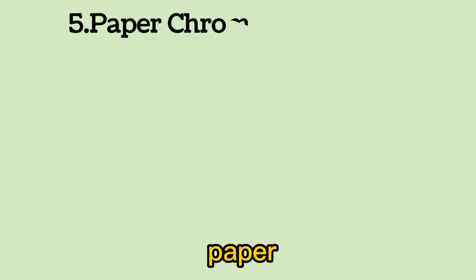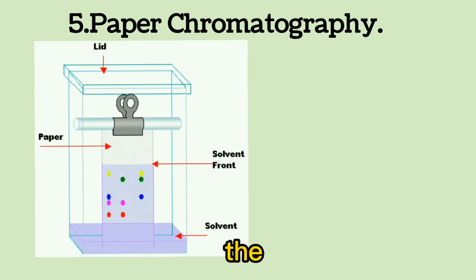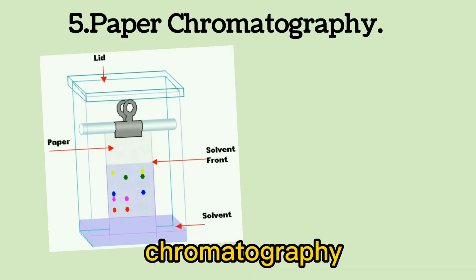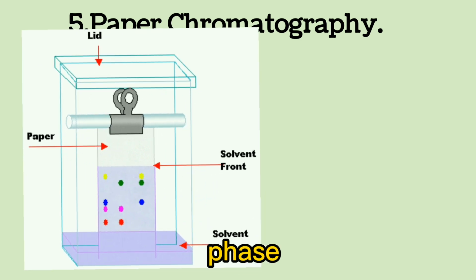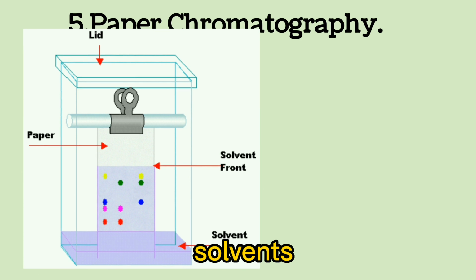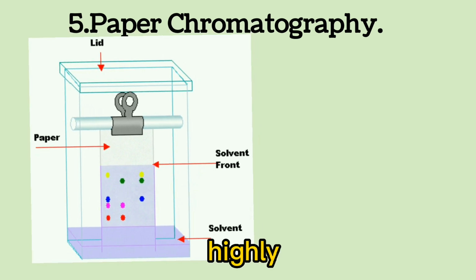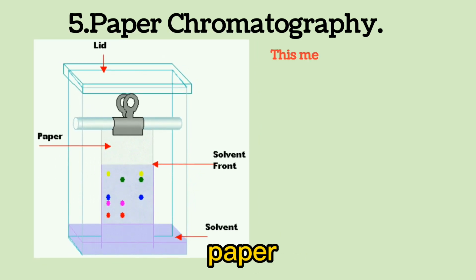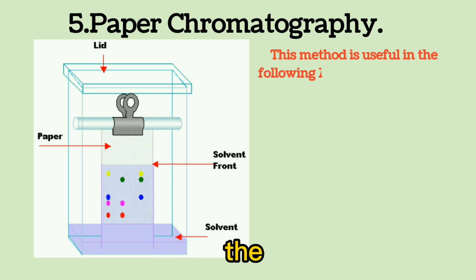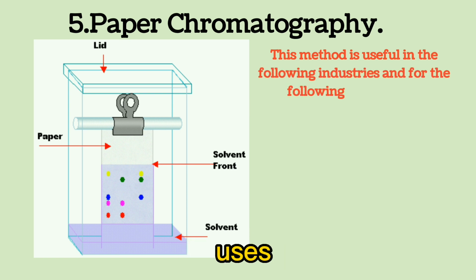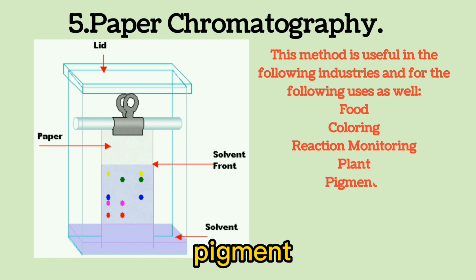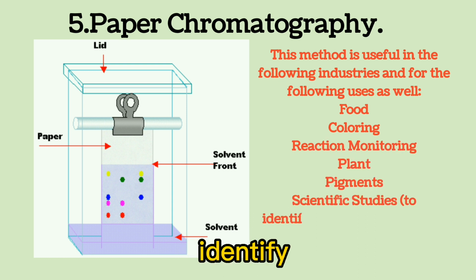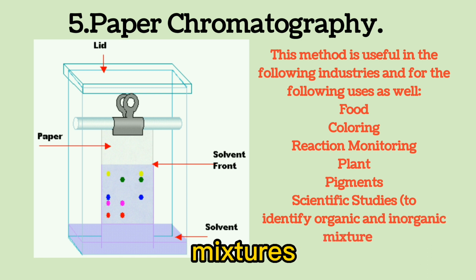5. Paper chromatography. This is one of the least complex forms of chromatography, but it remains one of the most popular. The mobile phase is a solvent or mixture of solvents, and the stationary phase is highly absorbent specialized paper. This method is useful in the following industries and for the following uses as well: food coloring, reaction monitoring, plant pigments, scientific studies to identify organic and inorganic mixtures.